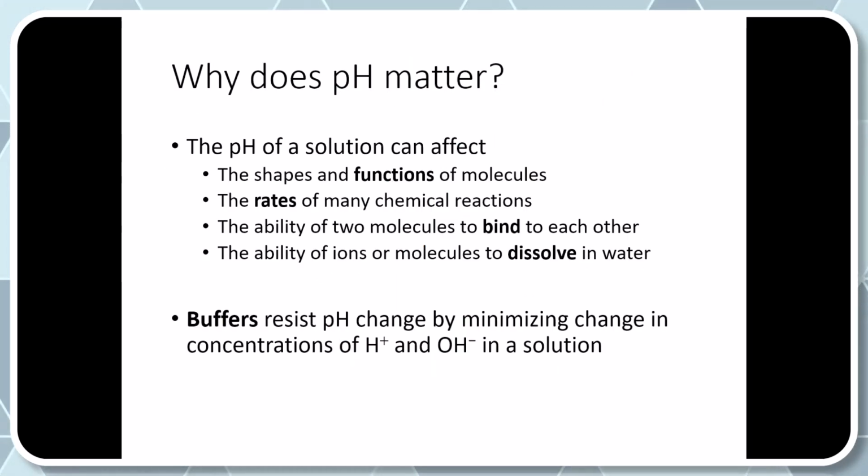So why does pH matter to biology? Well, the pH of a solution can affect the shape and function of molecules. It can affect the rate of chemical reactions. It can affect what molecules can bind to each other and even what can dissolve in water. So in living things, we actually have buffer systems to help resist pH change. And there's buffers in chemistry as well, not just in living things, but buffers help resist pH change.